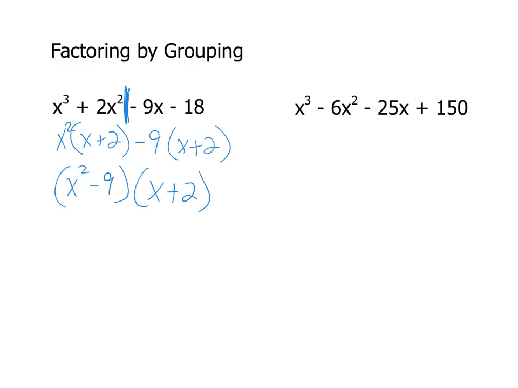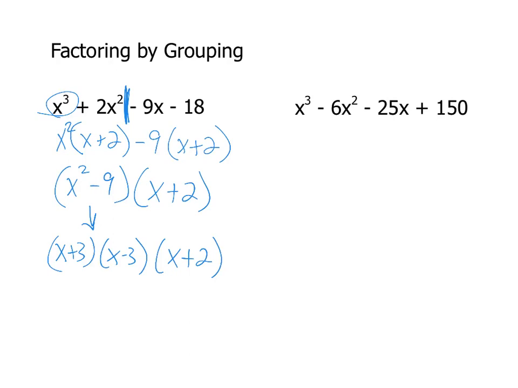But wait, there's more. Notice that x squared minus 9 is a perfect square. So we can factor x squared minus 9 into x plus 3 times x minus 3. And then I'll bring down my x plus 2. And that answer should make sense to you, because if it's an x cubed, there should be 3 x's in it. And there are. So that's pretty good. Do you want to tackle the second one?